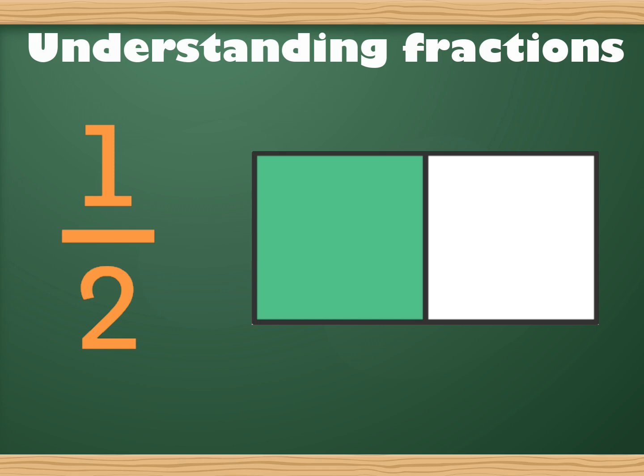A fraction represents a part of a whole. It consists of a numerator, which is the top number, and a denominator, which is the bottom number. For example, in the fraction 1/2, 1 is the numerator and 2 is the denominator.